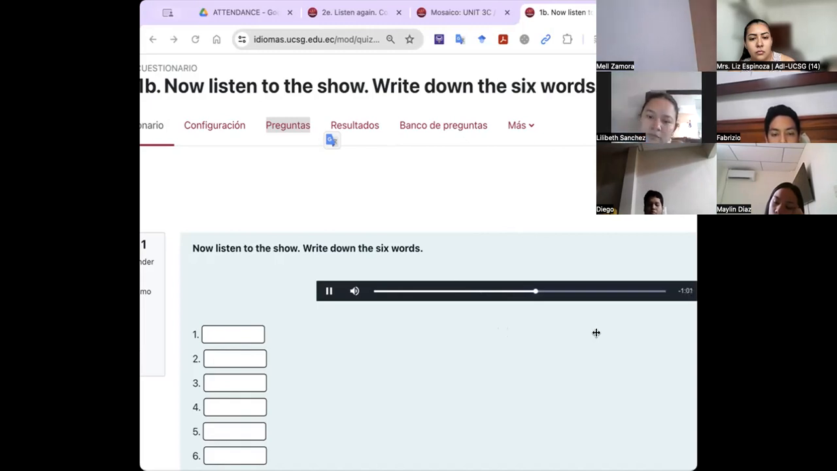Word number 4. It's an adjective. It's the opposite of dark. Light? It's like light, but you only use it to describe hair. Yes.